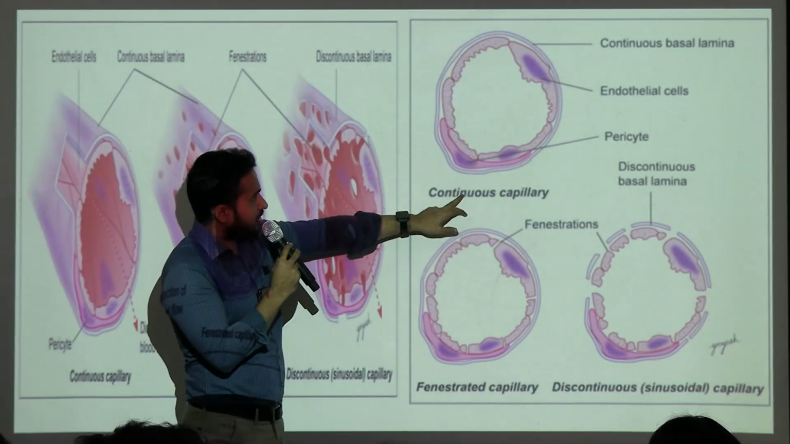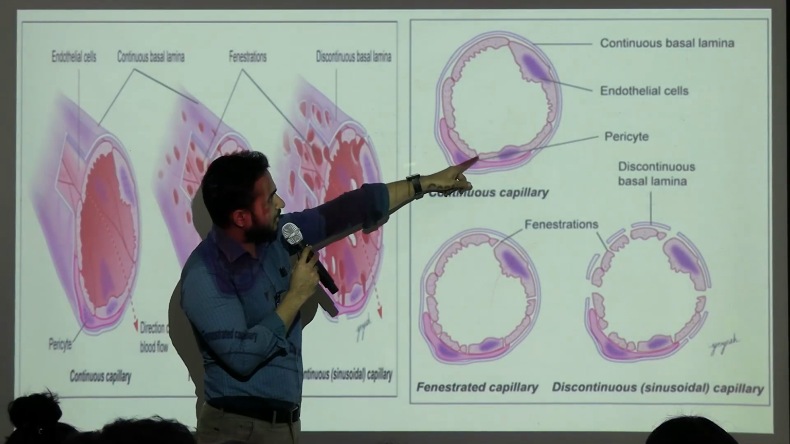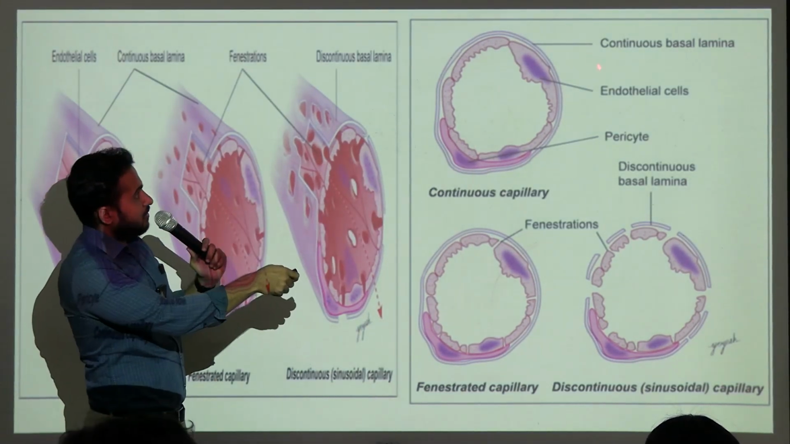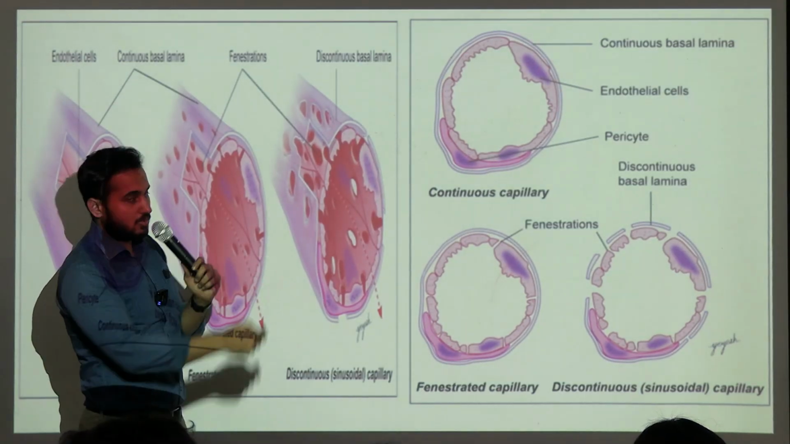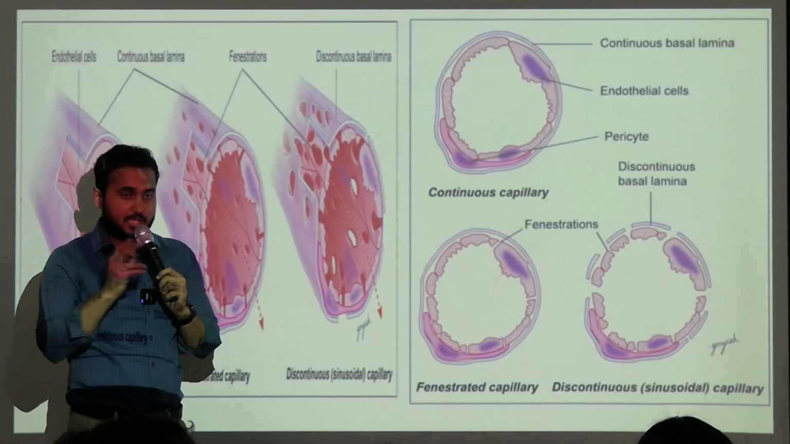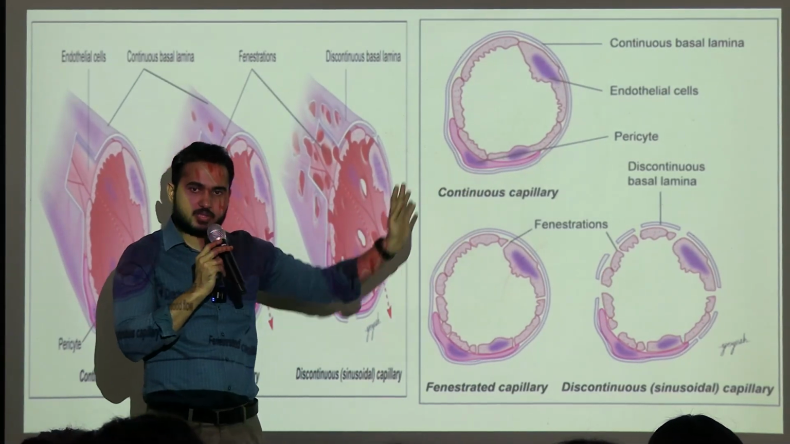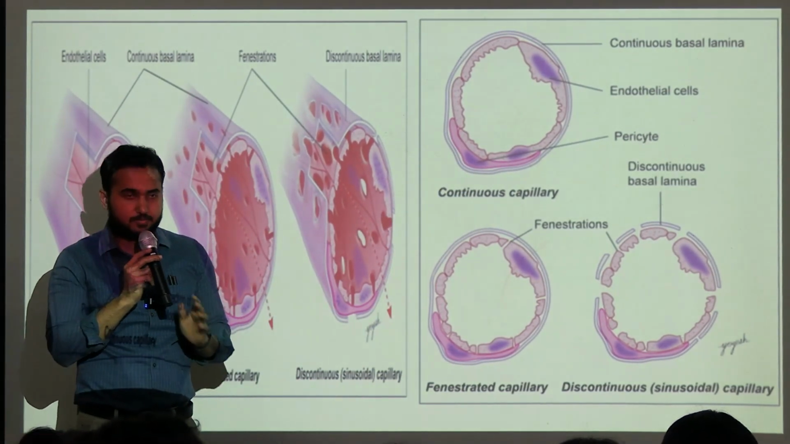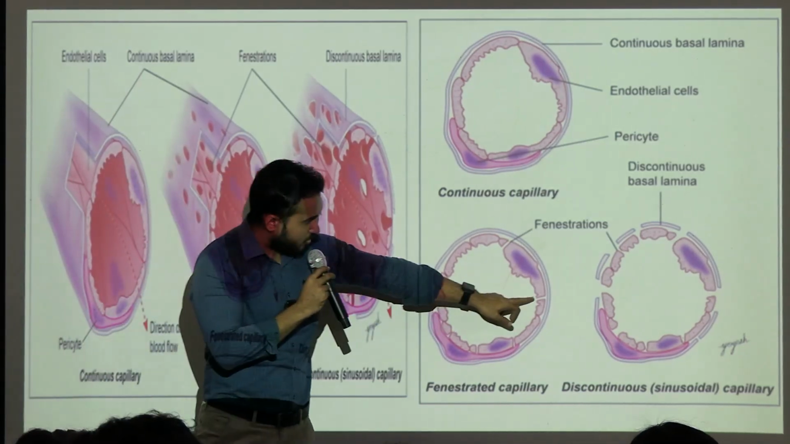ये देखो. This is the continuous capillary. तो continuous capillary में you can see these are the endothelium. Can you see the endothelium? So endothelium is continuous and you can see the basal lamina is continuous. Okay, and in some cases pericytes are present, in some cases it is absent. So we'll consider that pericytes are present. Okay. Next, if you see the fenestrated one, can you see the pores?